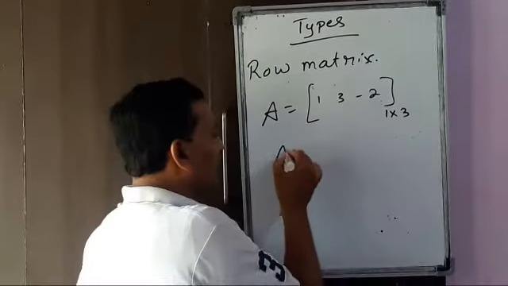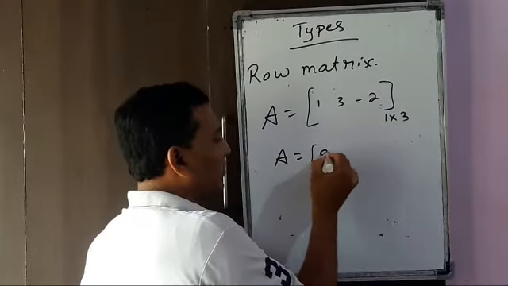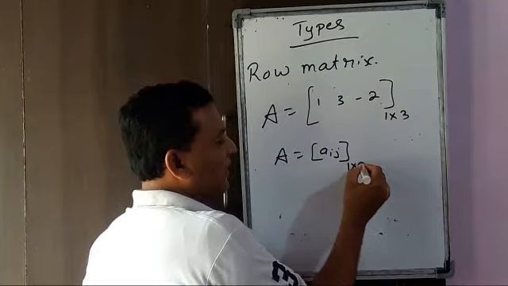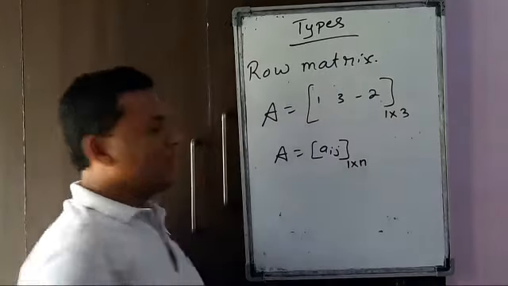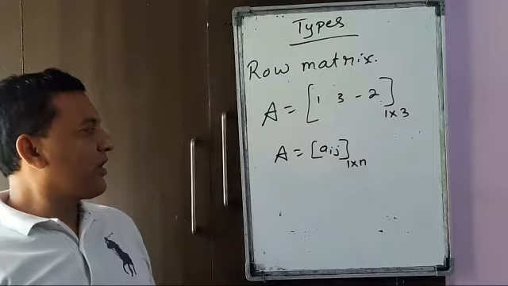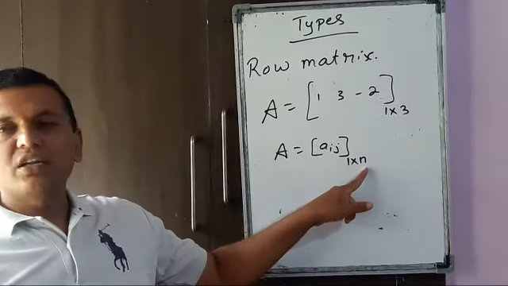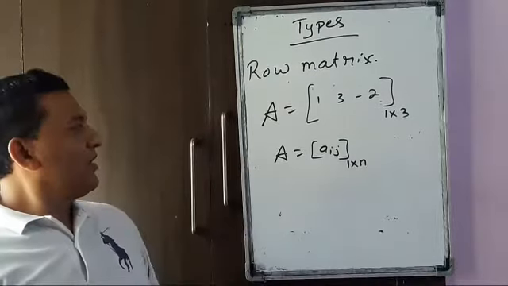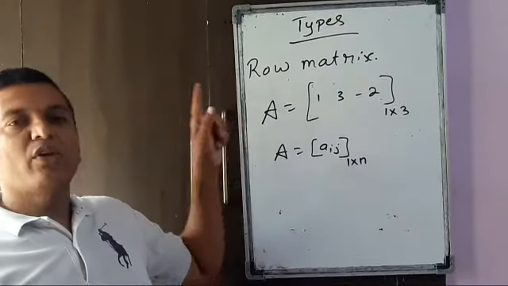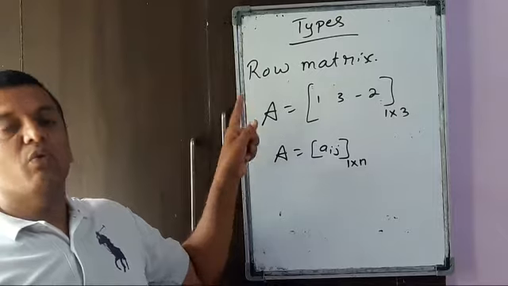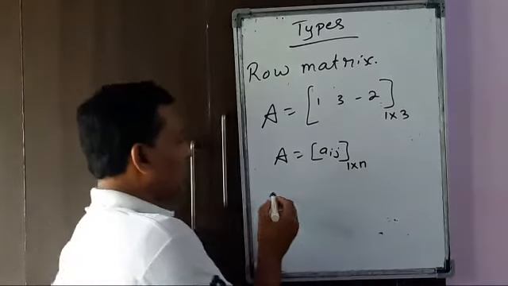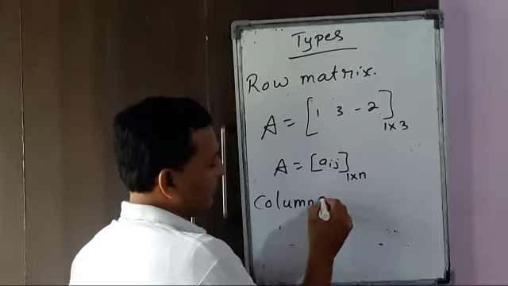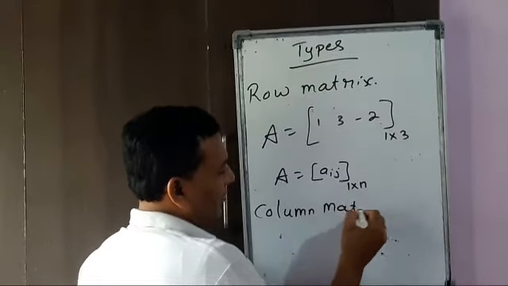Or we can say a matrix A equal to Aij of order 1 cross n is said to be a row matrix because it has one row and the number of columns can be any number, so we have written n. So this is called a row matrix, a matrix which has only one row. Then we will go to the second one, that is the column matrix.